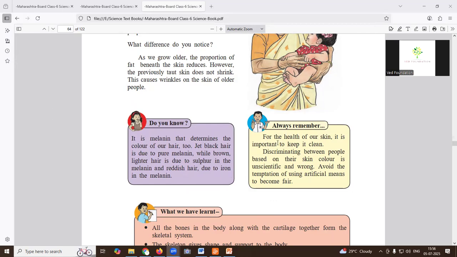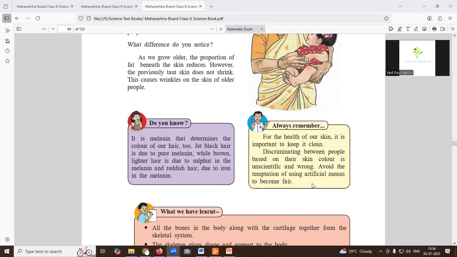Always remember, for the health of our skin, it is important to keep it clean. Discriminating between people based on their skin color is unscientific and wrong. Avoid the temptation of using artificial means to become fair. तो जिनका डार्क कलर है तो उनको फेयर करने के लिए वो जो टीवी पर एडवर्टाइज आती है कुछ ब्यूटी कॉस्मेटिक्स की, तो कॉस्मेटिक्स का ज्यादा यूज करते हैं.